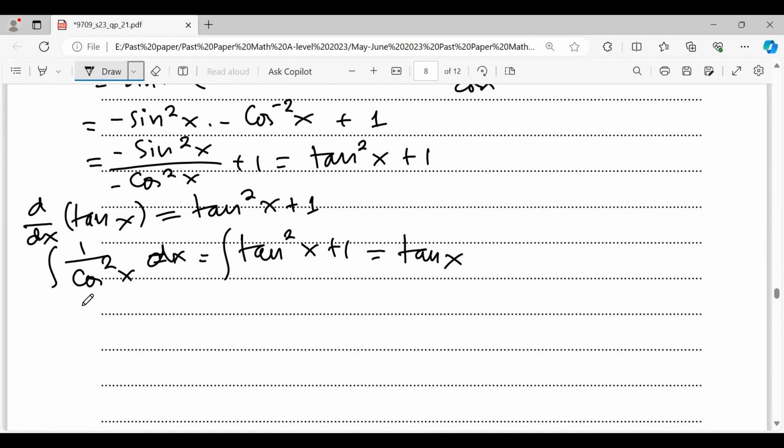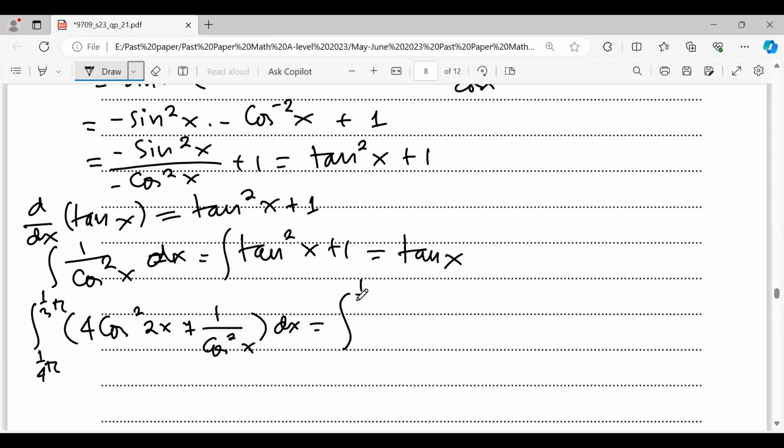So this integral from 1/4 pi to 1/3 pi of 4 cosine squared 2x plus 1 over cosine squared x dx equals the integral from 1/4 pi to 1/3 pi of half sine 4x plus 2x plus tangent x.